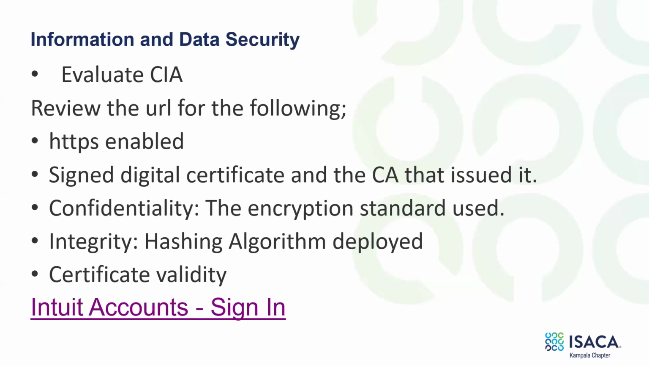Then we also have to look at the aspect of information and data security. When we look at information and data security, we're basically looking at three principles: confidentiality, integrity, and availability of our information. Definitely there are quite a number of things you can look at to evaluate this CIA.